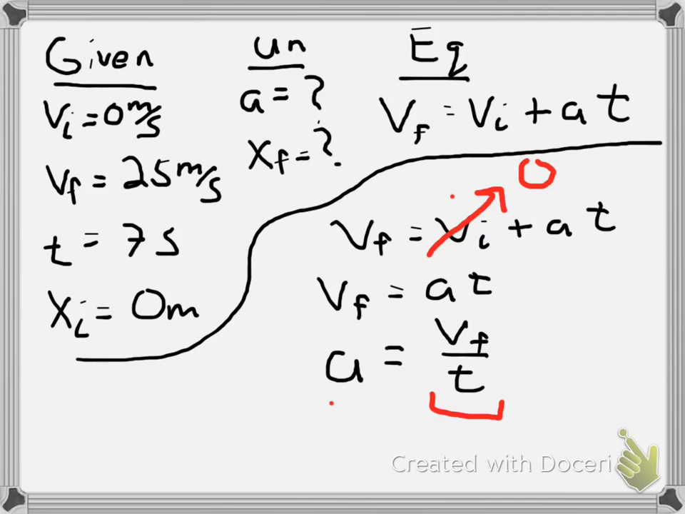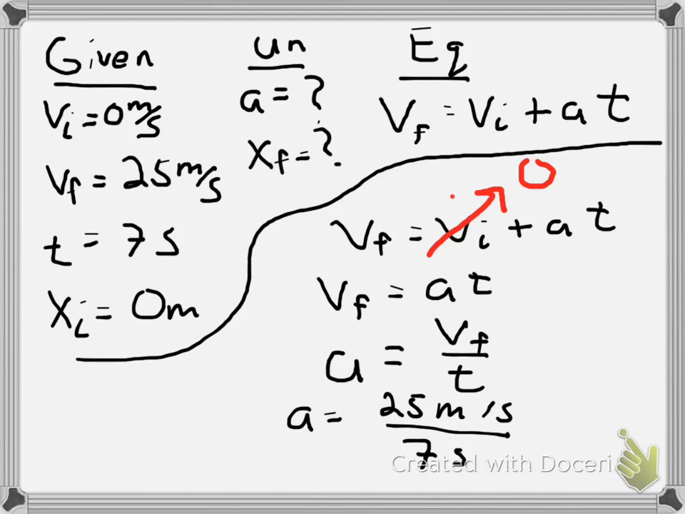So now is the perfect time to plug in some numbers. And what you get is a is equal to 25 meters per second over 7 seconds. And this would be the time to plug this into your calculator, or you can leave it as 25 over 7. That won't reduce any farther, and I'm perfectly fine with that. Or you can plug it into your calculator and get a decimal number. It doesn't matter to me.